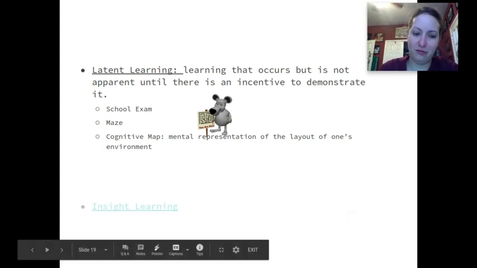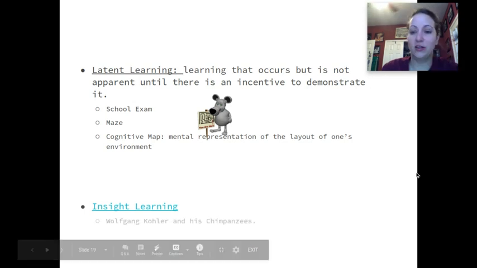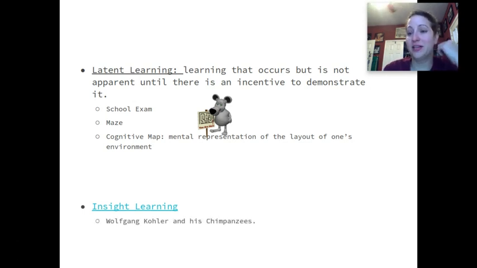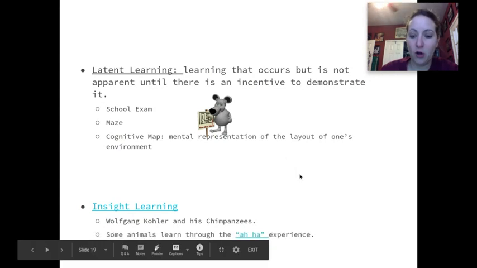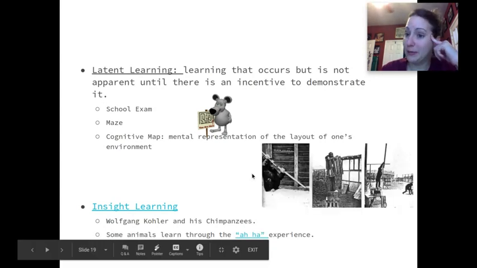Okay, this type of learning I always think is so much fun. It's called insight learning. So it is the aha learning, when you don't realize something until all of a sudden it's clear. It's oh, okay. And that's insight learning. It's almost like that light bulb coming on in your brain. So there's a guy named Wolfgang Kohler, and he did a whole bunch of experiments with chimpanzees and insight learning.